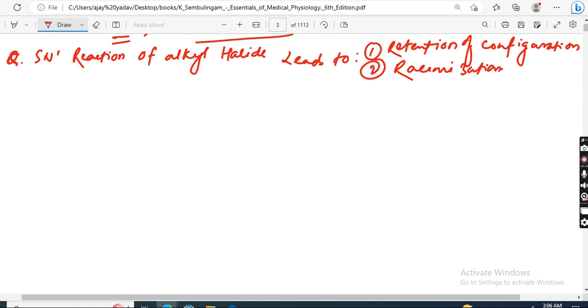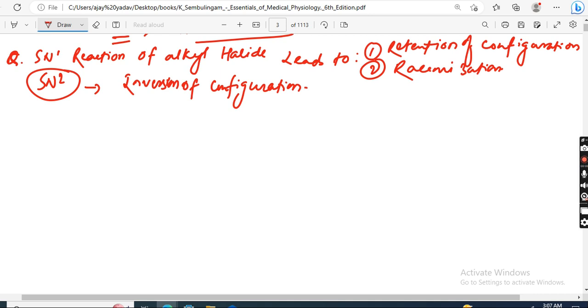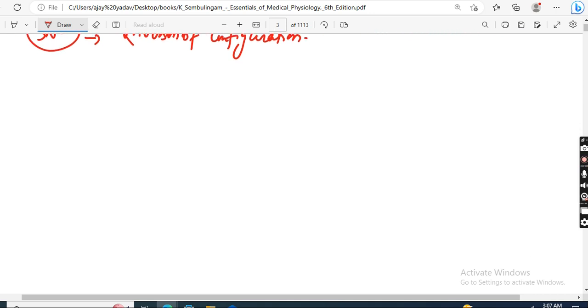Okay, SN2, this leads to inversion. This leads to inversion of configuration, right? Inversion of configuration. This leads to inversion of configuration. Okay, next question.